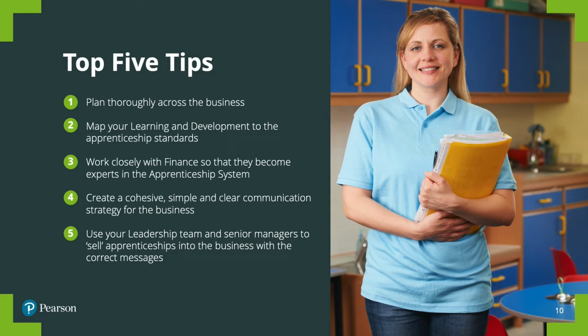So in terms of five top tips, I think, you know, plan thoroughly across the business. Definitely map your learning and development where you can to the apprenticeship standards, and you might not be able to do that at the very beginning, all of it, but that's absolutely fine. You can continue to do that over time. Work very closely with finance. Vera and I have worked exceptionally closely on getting this up and running and continue to do so, and use the experts around the business.